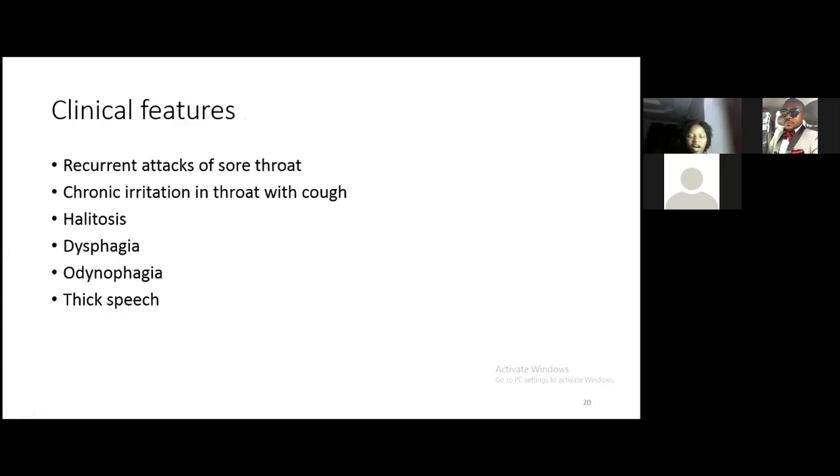So the clinical features for chronic tonsillitis basically are recurrent attacks of sore throat, chronic irritation in the throat with cough, halitosis, that's bad breath, dysphagia, that's difficulty in swallowing, odynophagia, pain on swallowing, and thick speech.